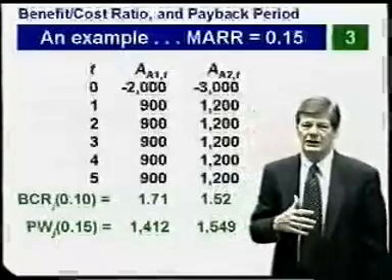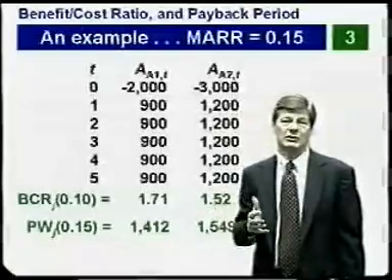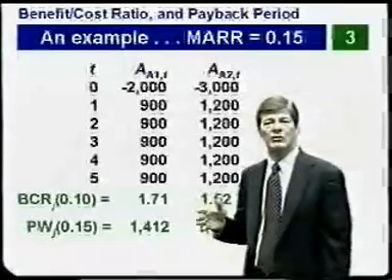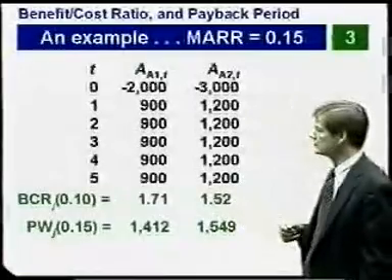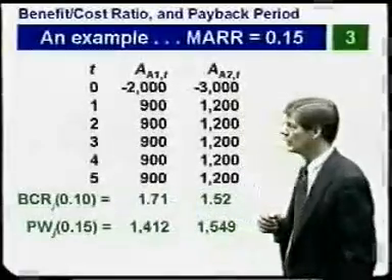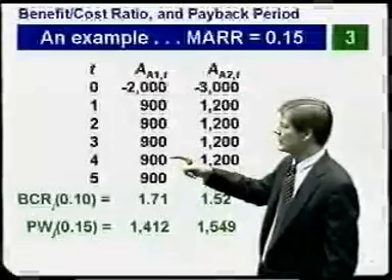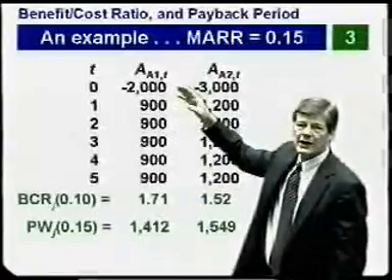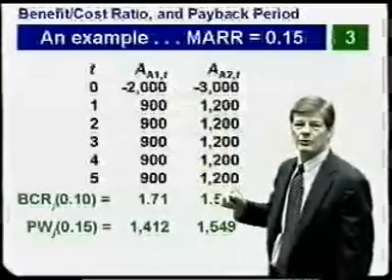We can solve this problem using any of the decision criteria we've talked about. We could use prospective benefit and prospective cost. We could use future worth or present worth or annual worth or internal rate of return, but let's solve it using the benefit-cost ratio and present worth. If I calculate the benefit-cost ratio on alternative A1, it's 1.71. Specifically, if I find the present worth of these benefit cash flows as of time 0 and divide by the prospective cost, which is $2,000, the ratio is 1.71.